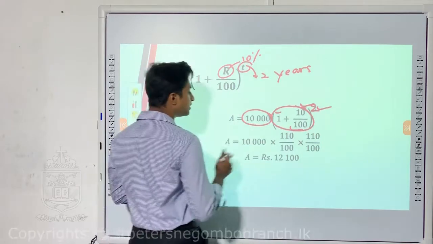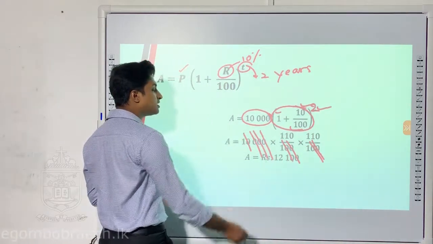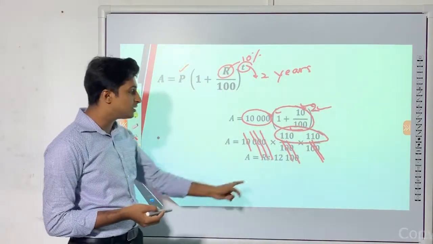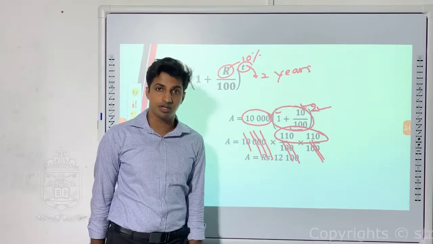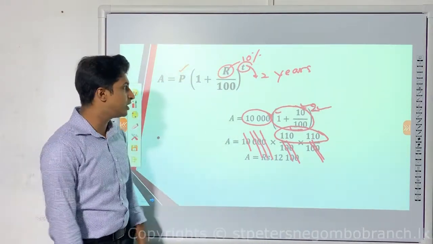Now I have to simplify this. The 4 zeros can be cancelled. So 110 into 110, still the answer you get is 12,100. Using the steps you get the same answer, and even using the formula you get the same answer.